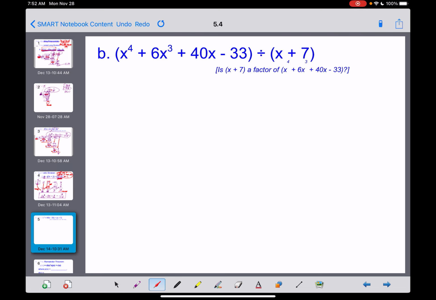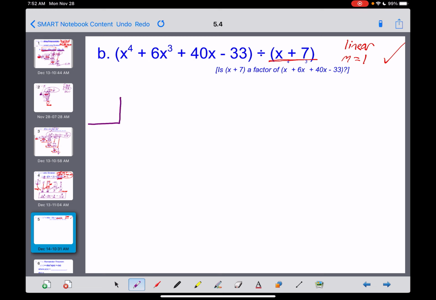So let's try this one now. A little bit more complicated. x to the fourth plus 6x cubed plus 40x minus 33, and we're going to divide all that by x plus 7. And again, here's that alternate wording. Is x plus 7 a factor of that big, what is that, a 4-term quartic polynomial? Well, we could do polynomial long division, or we could notice that what we're dividing by is a linear function. Let me go ahead and write that. It is linear, and the slope of that linear function is equal to 1. Check. So I'm going to go ahead and do synthetic division here again.